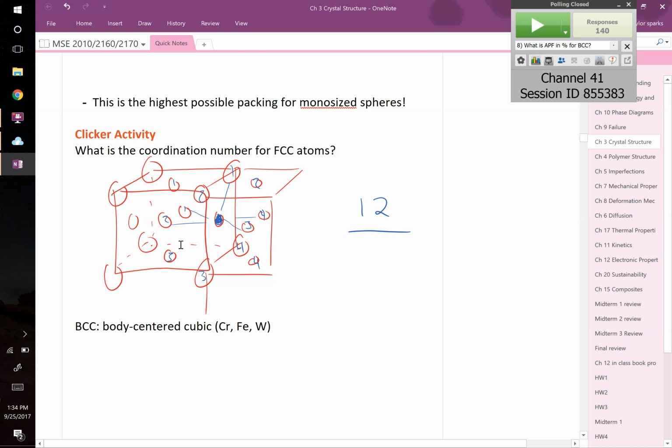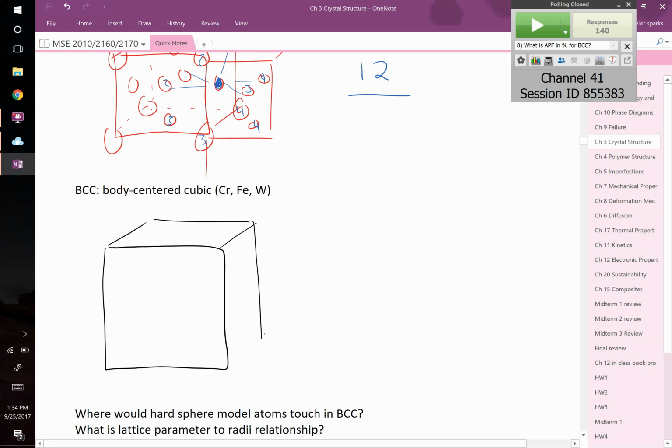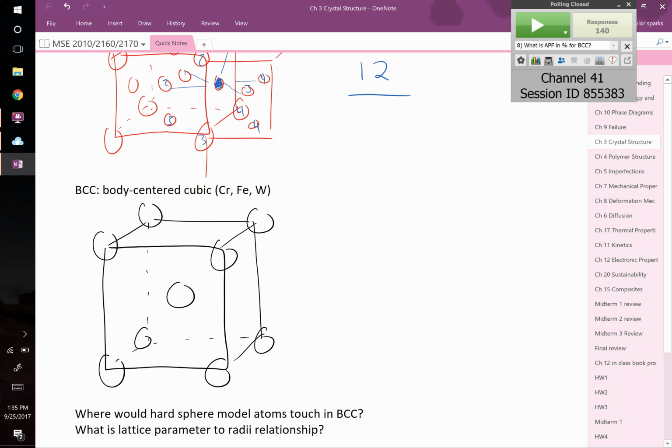Now let's think about what it would be for a body-centered cubic. This is our next type of crystal structure we haven't talked about yet. So let's draw it up. In a body-centered cubic, you've got your cubic lattice to start with. You've got atoms on the corners as before. But now you've got one atom in the very center. That's not centered on a face, that's centered within the body, so it's completely inside.